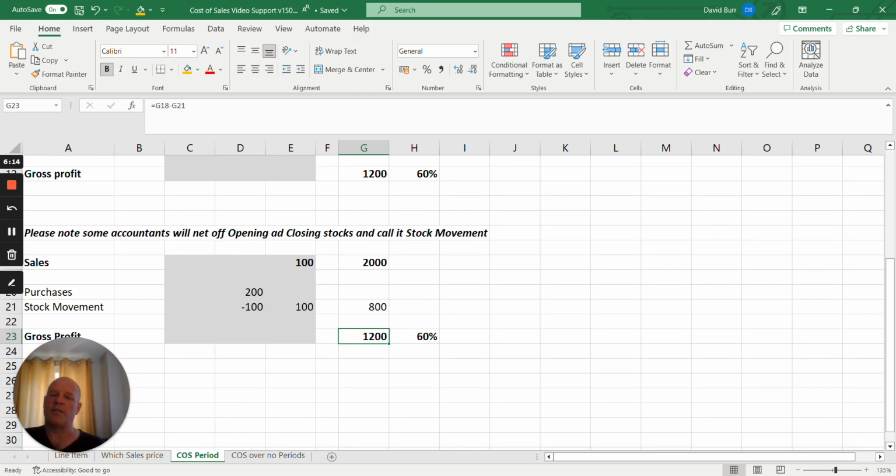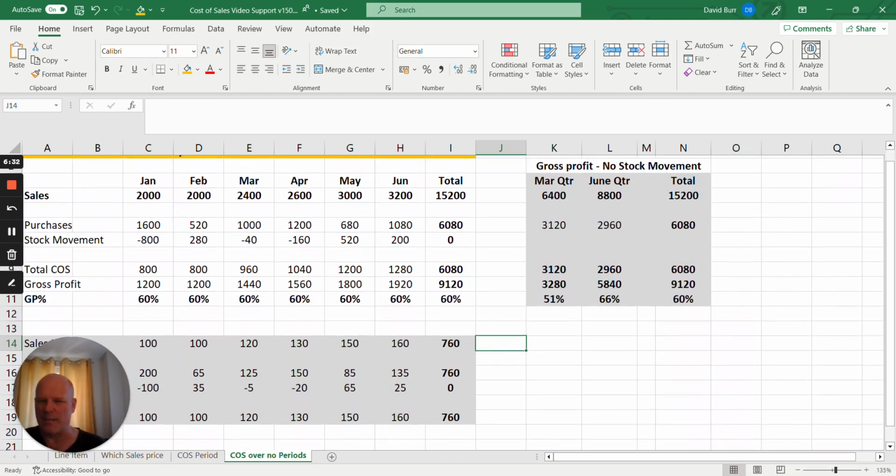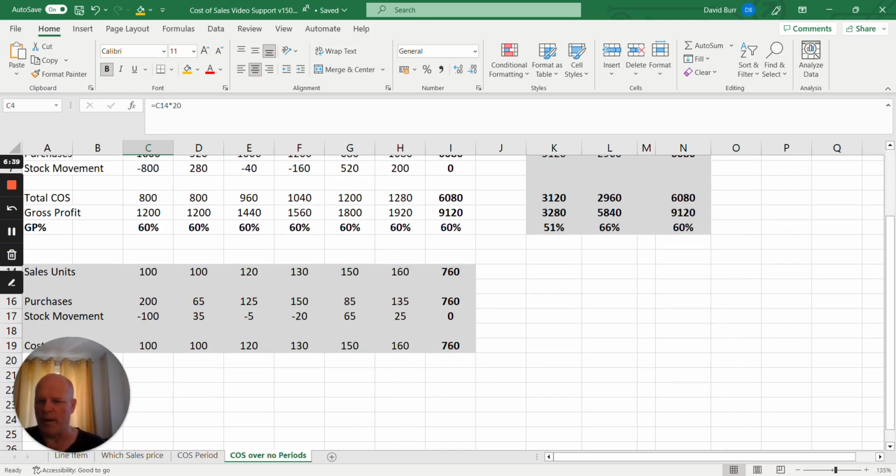So I've often been asked by clients that it's really complicated, this stock movement line, Dave, in the accounts. I don't really understand why it goes up and down, and I can't really get my head around it. Do we have to have it? So I've now done a cost of sales over a number of periods. This is a 6-period gross profit. So you've got your sales here. Down here is the units, by the way. So you've got your sales in units, okay?